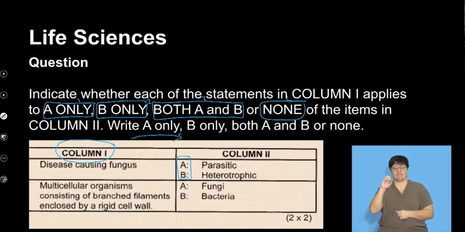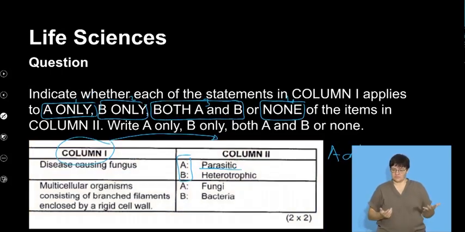Okay, so we read column 1. It says disease causing fungus. And our 2 options are parasitic or heterotrophic. What causes disease? Parasitic causes disease. What number is it? It's A, so it's A only. There's my option, A only.